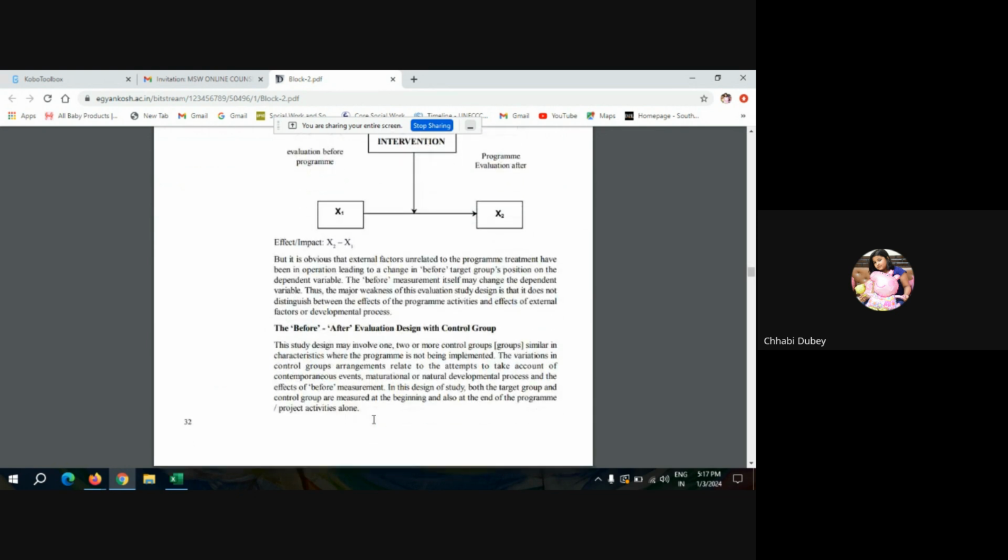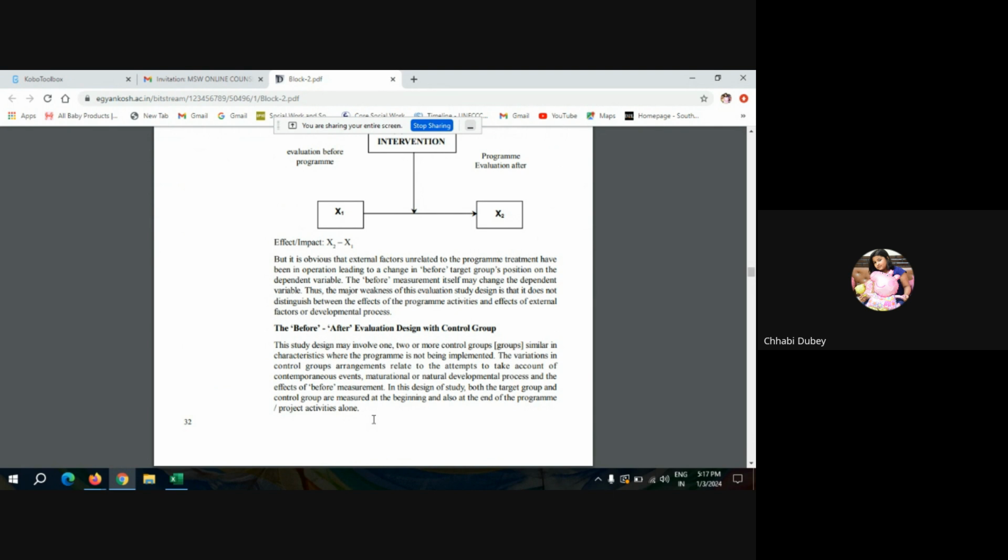Now, external factors, which are unrelated to the program treatment, have been in operation since, leading to a change in the target group's position on the dependent variable. So you have the before measurement, which may itself change the dependent variable. Thus, the major weakness of this type of evaluation study is that it does not make any difference between the effect of the program activities and the effect of the external factors or the developmental process.